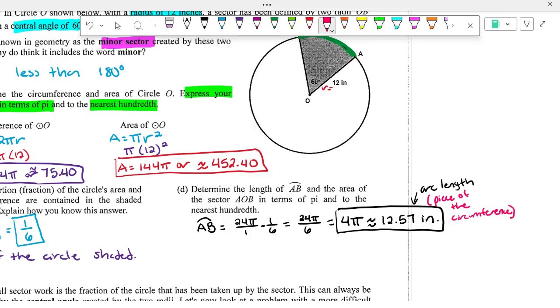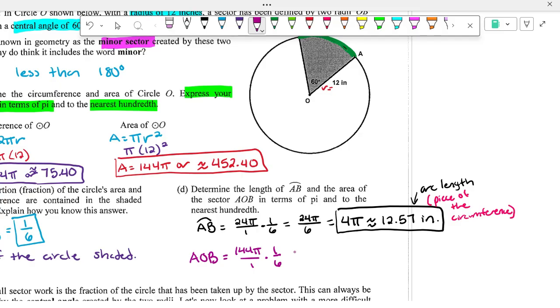Now, if I want to find the area of the shaded sector AOB, what do you think I'm going to do, knowing the whole and the fraction I'm trying to find, Alexa? I found the arc length. Now I'm going to find the sector area. I know what the whole area is, and I know what fraction I'm trying to find. What did I do with arc length? Multiply. So what do you think I'm going to do with sector area? Multiply. So I'm going to take 144 pi, put it over 1, and multiply 1/6 to it.